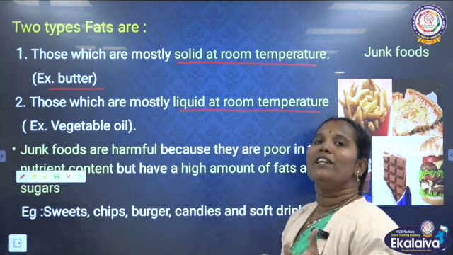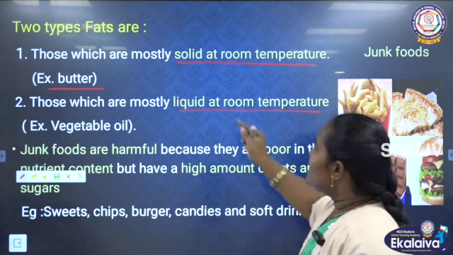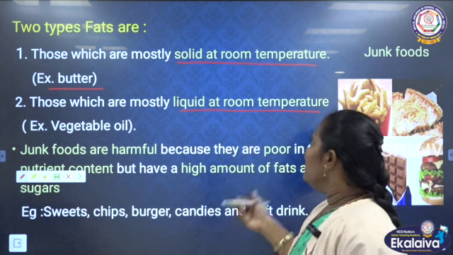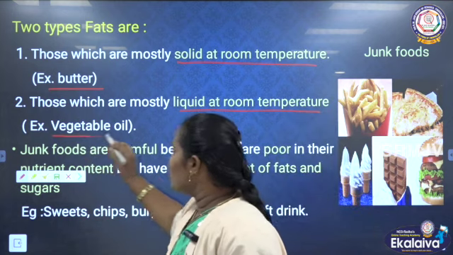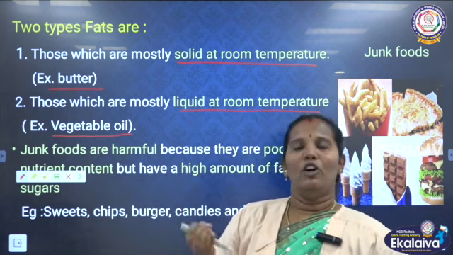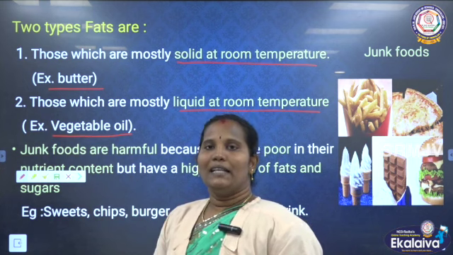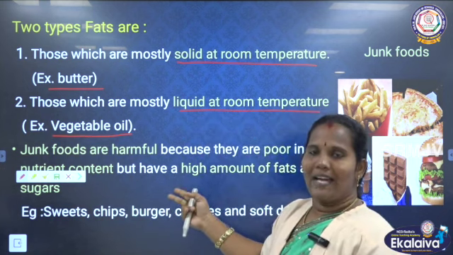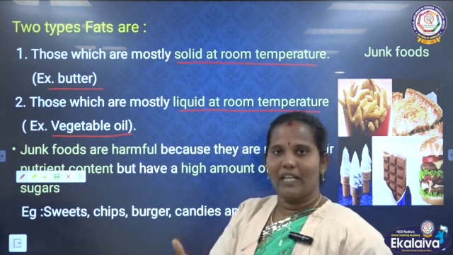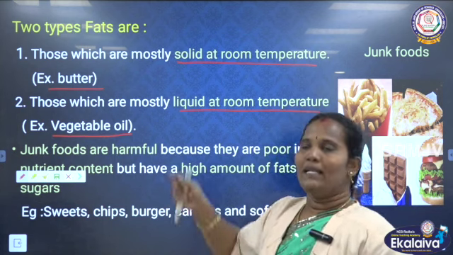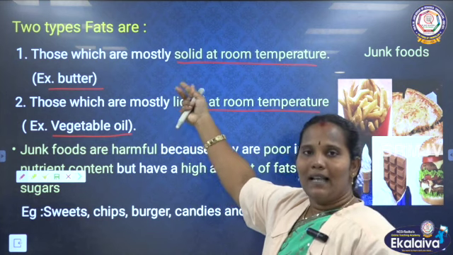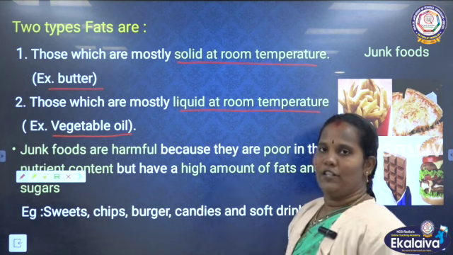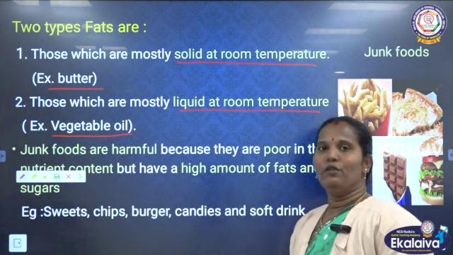Next one is liquid fats. What are liquid fats? These fats look like a liquid at room temperature. For example, vegetable oils. We know groundnut oil, coconut oil, these oils are called vegetable oils. Mostly these fats look liquid at room temperature, but butter and cheese all look like a solid form at room temperature. Based on this they are divided into two.